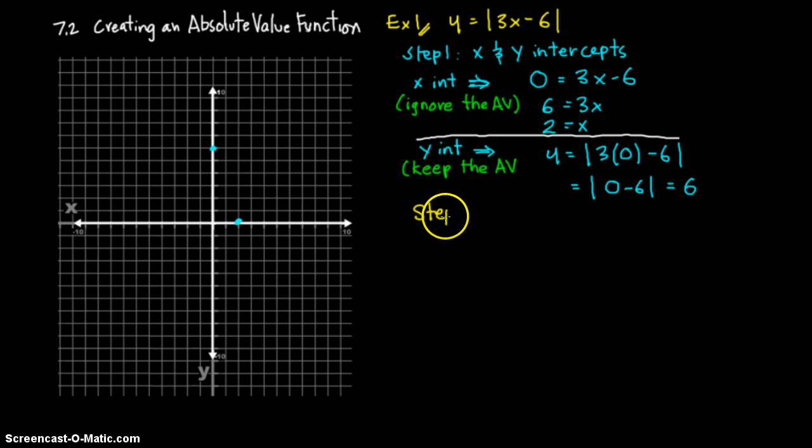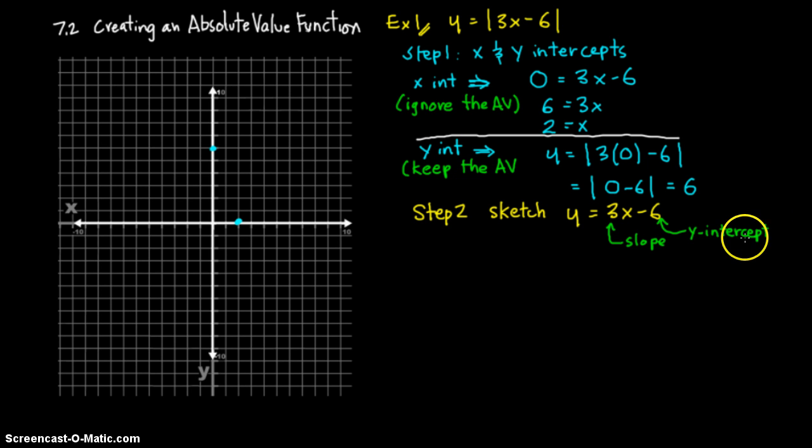Step 2. What is step 2? I have no idea. Oh, sketch the graph. Okay, so in this case what we do is we sketch y equals 3x minus 6. Notice, not the absolute value. I'm sketching the function without, just like we did last time, just without. So what does that look like? 3x minus 6. Okay, well, what's the 3? 3 is my slope. And negative 6 is my y-intercept.